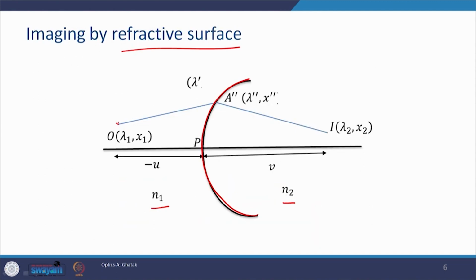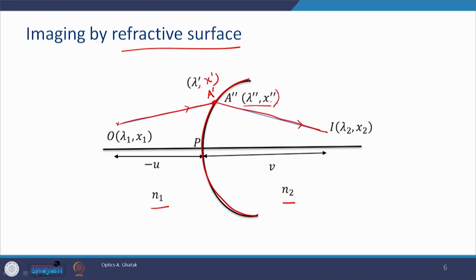Now, suppose there is a point O from where a ray starts and it falls on a point on a refracting surface, and then after refraction it goes towards point I. The coordinates of point O are, suppose, lambda 1 x1, and then there is another point whose coordinates are lambda prime x prime, and suppose this point is represented by A prime, and this A prime is on the surface of this curved sphere, and it is situated such that on reaching point A prime, the ray only undergoes translation, and from A prime to A double prime, the ray undergoes refraction, and the coordinate of A double prime is lambda double prime x double prime.